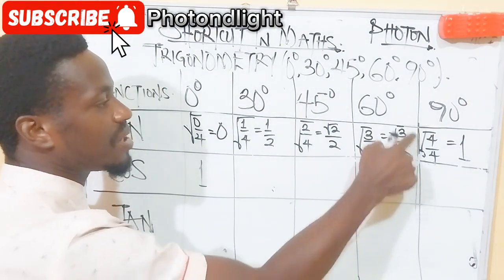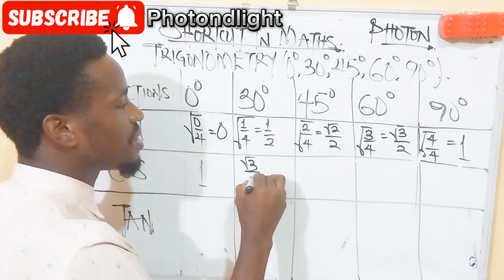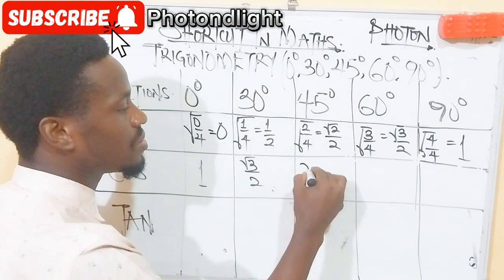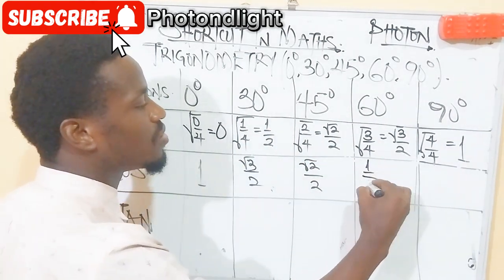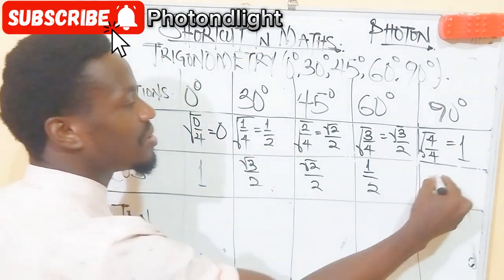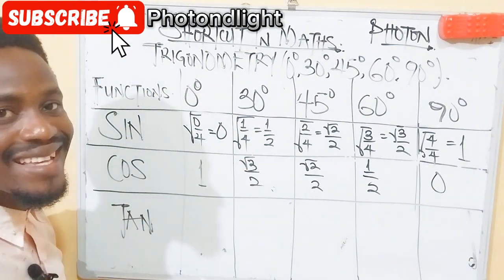The next one was root 3 over 2. You place root 3 over 2 here. After that, you have root 2 over 2. You place root 2 over 2 here. After that, you have 1 over 2. You place 1 over 2 here. After that, you have 0. You place your 0. And voila, that's the final answer.